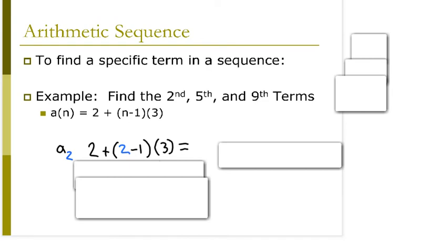So here, the first place we always say n is equal to 1. In the second place, n is equal to 2. In the third place, n is equal to 3, and so on. So we're just applying that in the formula.